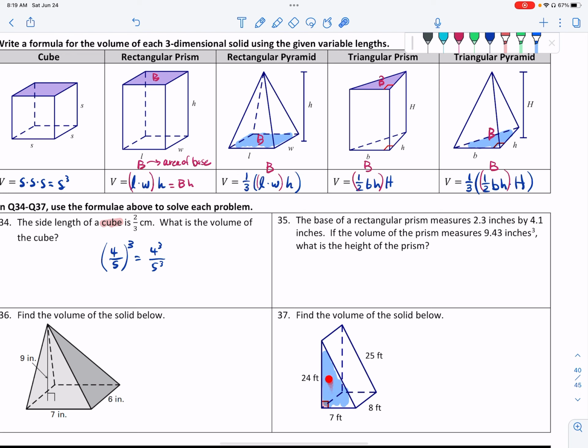If this blue thing that is colored in here is the base, then the height is not 24. The height is not 25. The height is the distance between these two triangular faces, which is going to be the number 8. Hey, I'm just going to highlight there. That is the height of the thing.